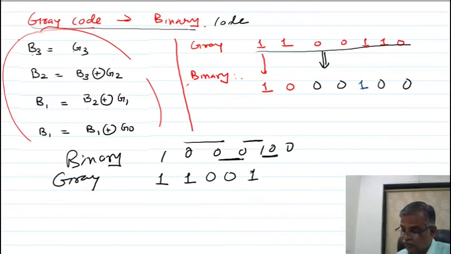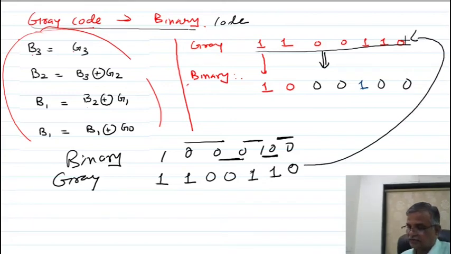Find the exclusive OR function of these two. 1. Find the exclusive OR function of these two. It is your 0. Look here, this is your gray code. So in this way you can convert. Last time I am telling you, this is your gray code. I want to convert this to a binary number.